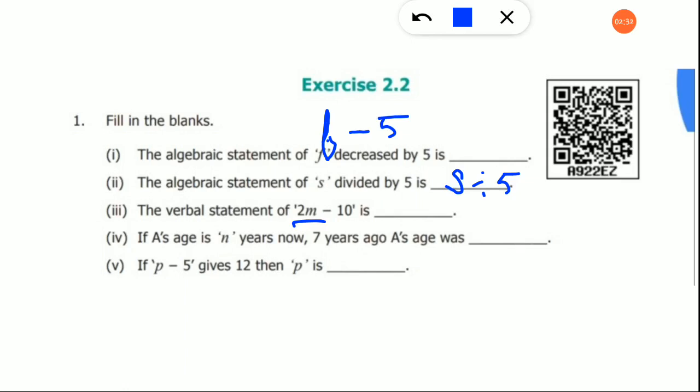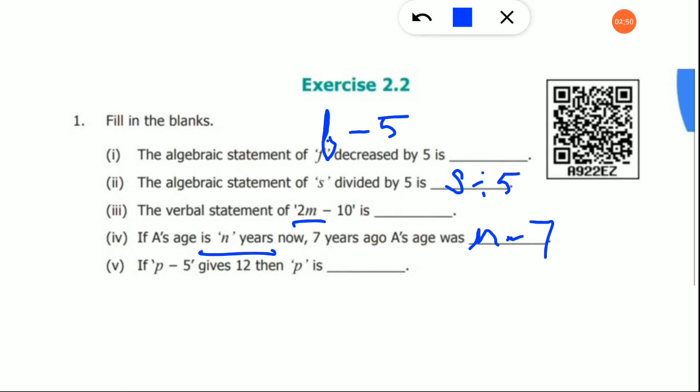Then fourth one. If A's age is 9 years now, 7 years ago A's age was dash. Now the age of A is n. And they are asking how many years old he was 7 years ago. So how will you solve this? n minus 7. Clear?